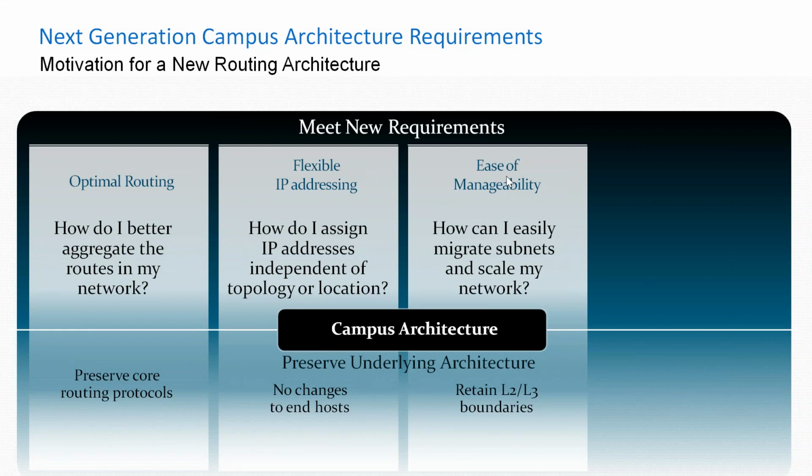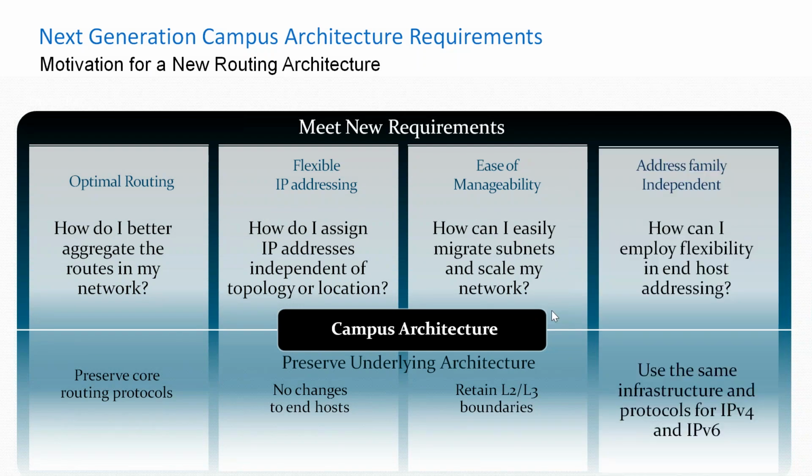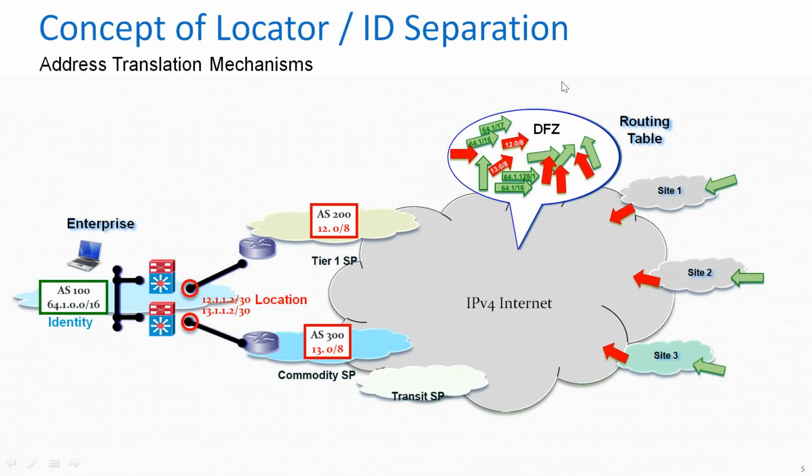Then we have ease of manageability, meaning how can I easily migrate subnets and scale my network. We'll see that as well. And finally, the fourth point is how can I employ flexibility in end host addressing, that is, it is address family independent. So you have flexible IP addressing, ease of manageability, optimal routing; all these goals you can reach with Lisp.